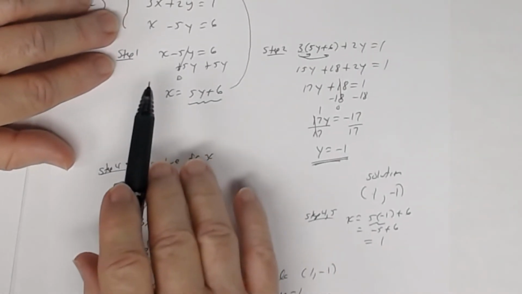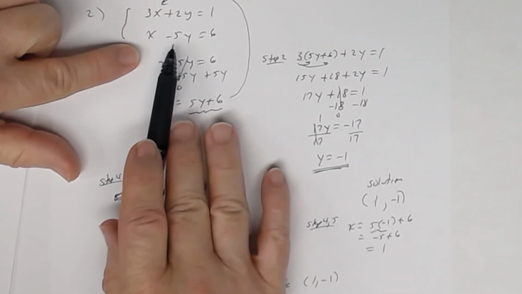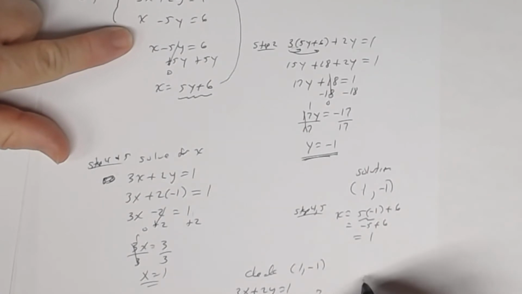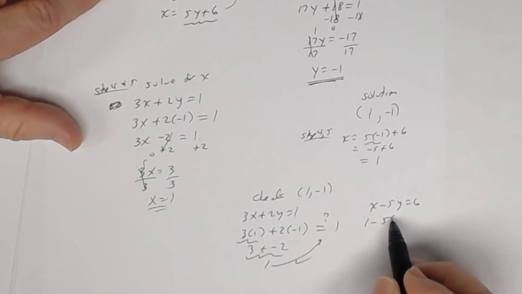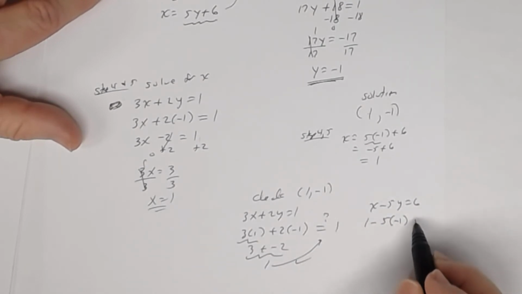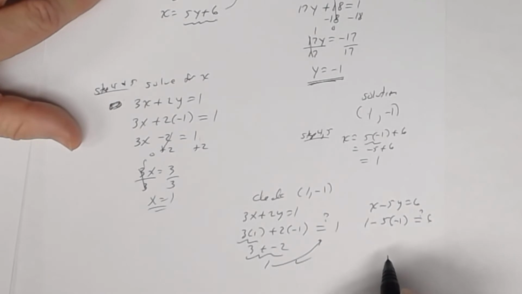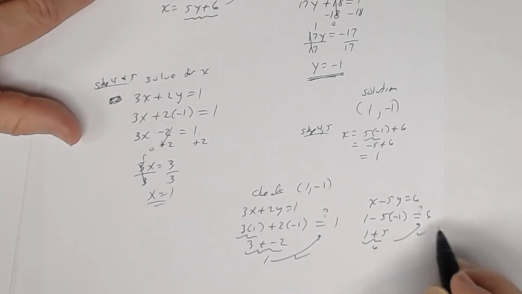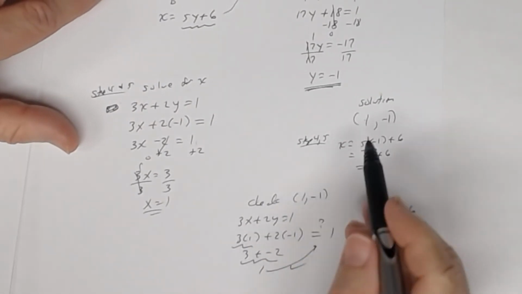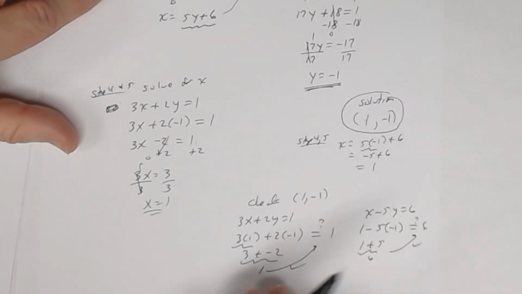All right, so now we have to check to make sure this one's true also, using that point. The other one is x minus 5y equals 6. In place of x, I'm going to substitute 1. In place of y, I'm going to substitute -1. And I want to see if that equals 6. Well, -5 times -1 is a positive 5. So 1 plus 5 does equal 6. All right, so there's your solution. So the solution is 1, -1.